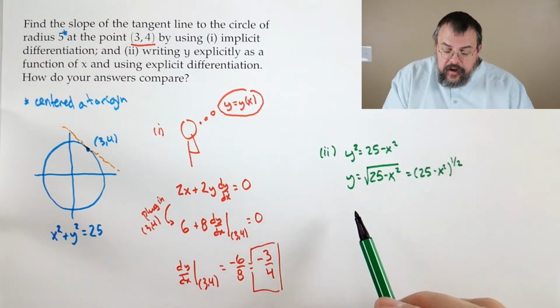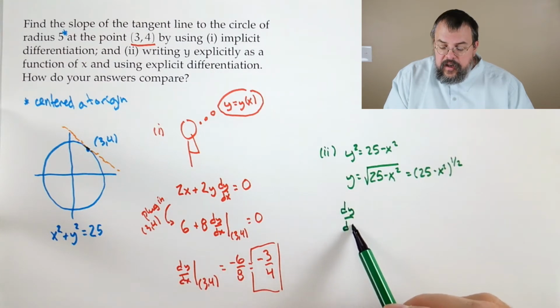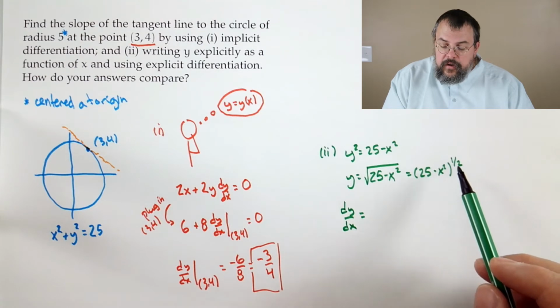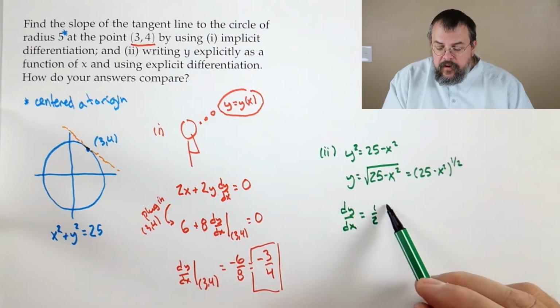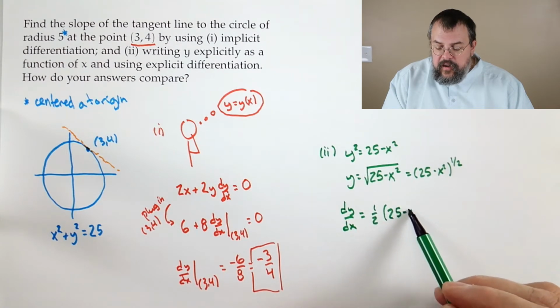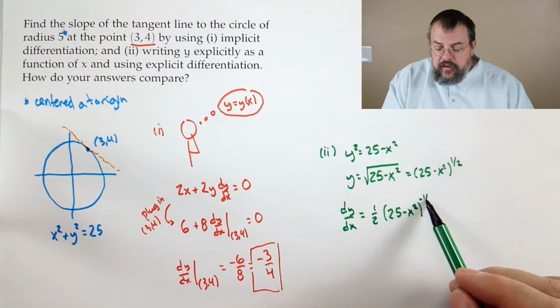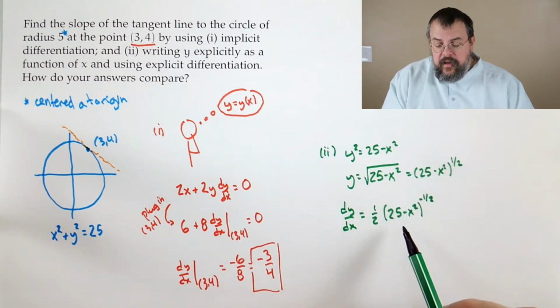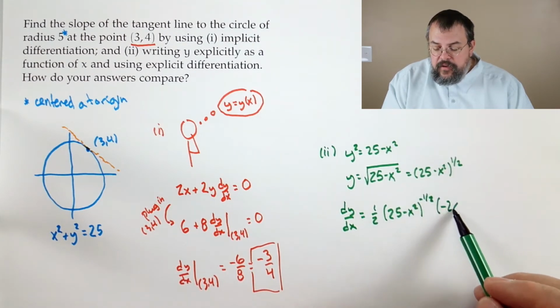Now, let's take our derivative. All right, so I could say dy/dx is what? Well, chain rule. 1/2 comes down, 1/2 times 25 minus x squared, subtract 1. 1/2 minus 1 is negative 1/2. Multiply by the derivative of the inside. So here, multiply by the derivative of 25 minus x squared, which would be negative 2x.